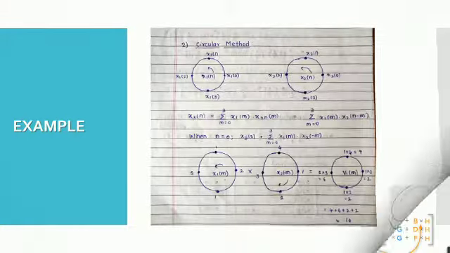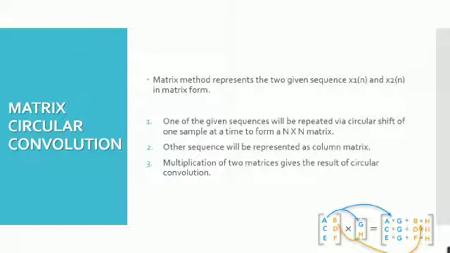So let's move forward. The second method is matrix circular convolution. So what is this method? In this method we are considering again two sequences, x1 of n and x2 of n, in matrix form. One of the sequences will be repeated via circular shift of one sample at a time to form an N cross N matrix. The other sequence will be represented as a column matrix. Multiplication of those two matrices gives us the result of the circular convolution. You might get a clear idea, but to make it more clear, let's move forward and see.